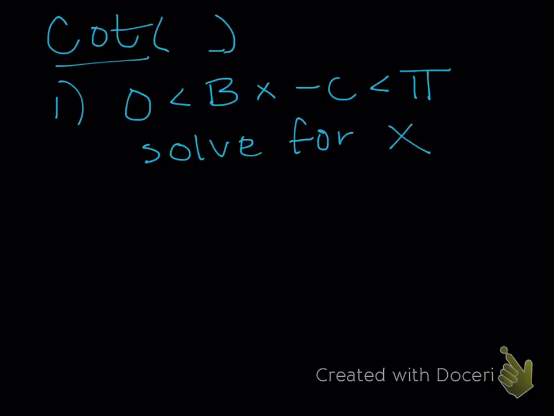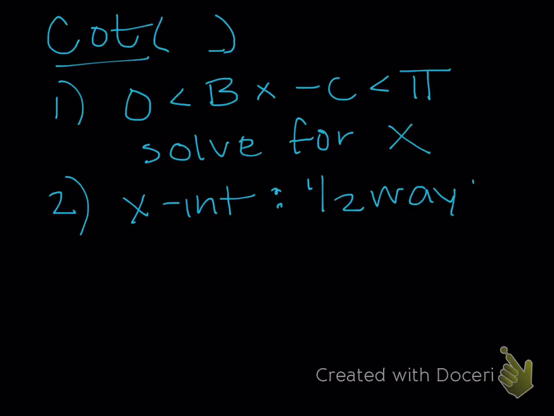And then from here, again, we identify my x-intercepts. So the x-intercepts are halfway between your asymptotes. And then we use the quarter and 3/4 of the way to bring that amplitude into play.